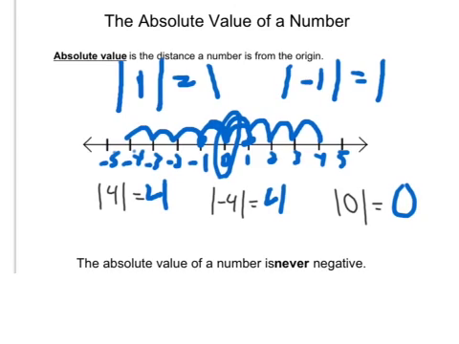So we need to know the absolute value of a number is never negative because it's distance, and distance can't be negative. Okay, so when you want to find the absolute value of a number, just use the positive version of it. Unless it's 0, then it's just 0.